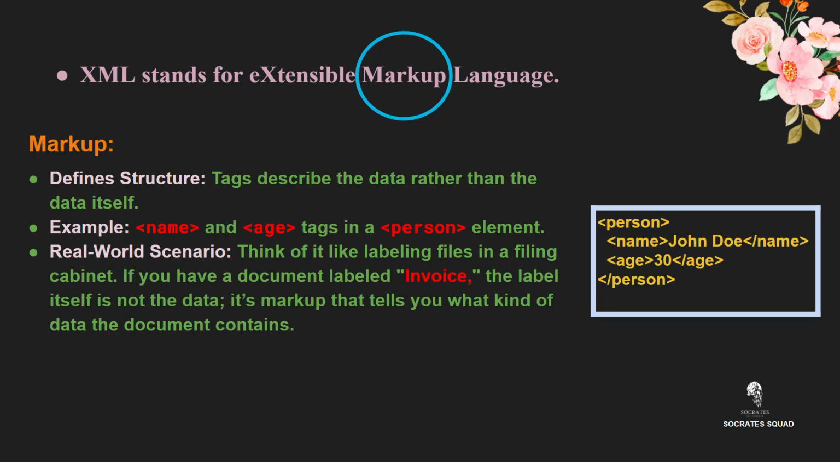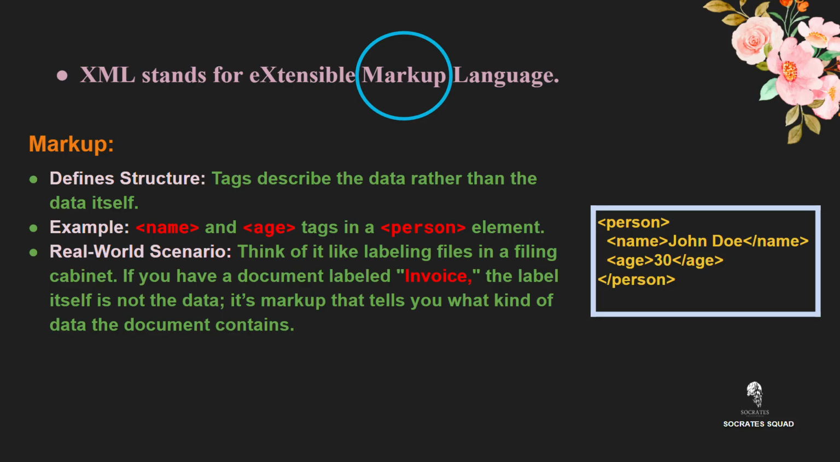Let us understand with another example. There are so many files and documents. I'm labeling a document named invoice. Invoice is a tag, and this invoice tag itself describes which type of data is present in that particular document. I hope you have understood this concept well.